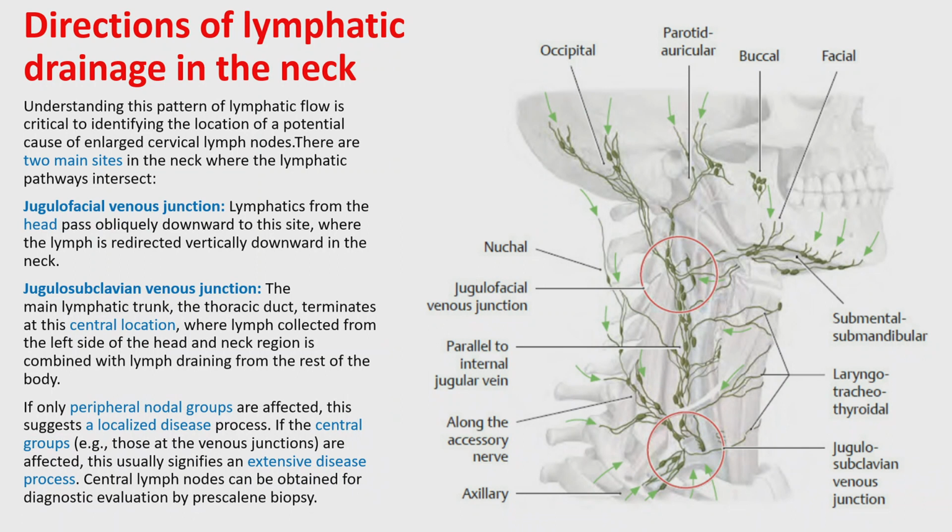And usually the experience shows that if there is a central involvement, it means the junction of the veins together, so it is a serious disease. But if there are peripheral lymph nodes involved, usually it's a localized tumor or infection.